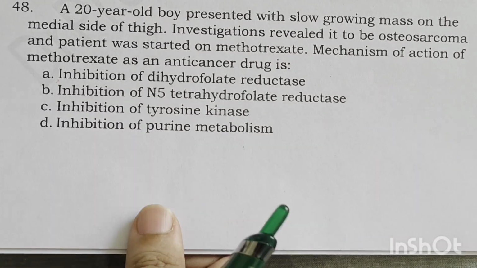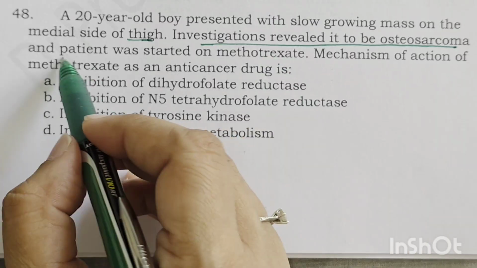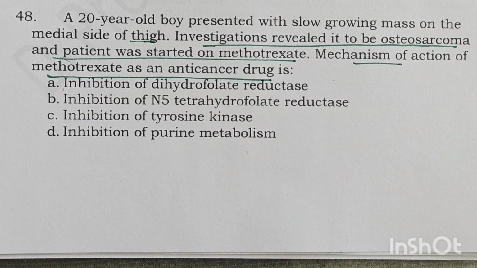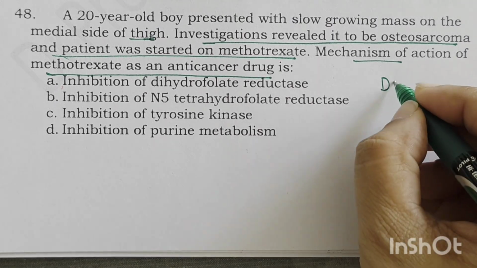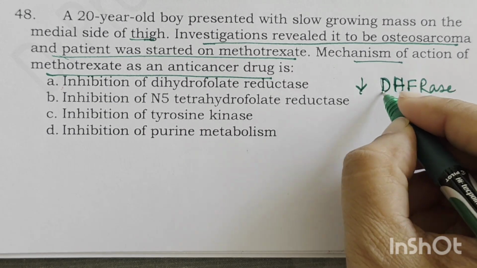Next, a 20-year-old boy presents with slow-growing mass on the medial side of thigh. Investigations reveal that it is an osteosarcoma and patient is started on methotrexate. Mechanism of action of methotrexate as an anti-cancer drug. What is methotrexate mechanism? What is the action? Now methotrexate basically inhibits the dihydrofolate reductase enzyme.